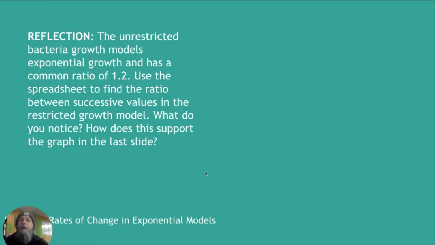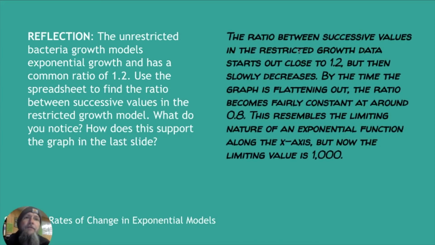All right. Unrestricted bacteria growth models exponential growth and has a common ratio of 1.2. We're going to use a spreadsheet to find the ratio between successive values in the restricted growth model. What do you notice, and how does this support the graph in the last slide? All right. The ratio between successive values in the restricted growth data starts out close to 1.2, but it slowly decreases.